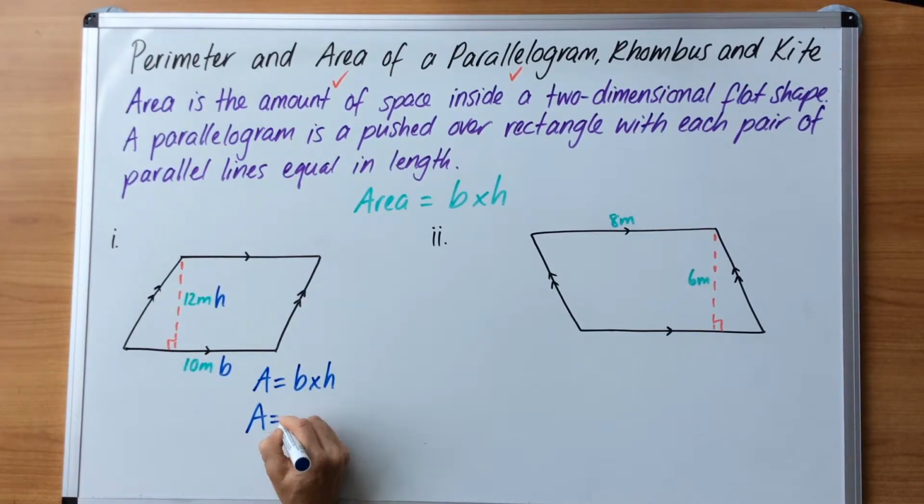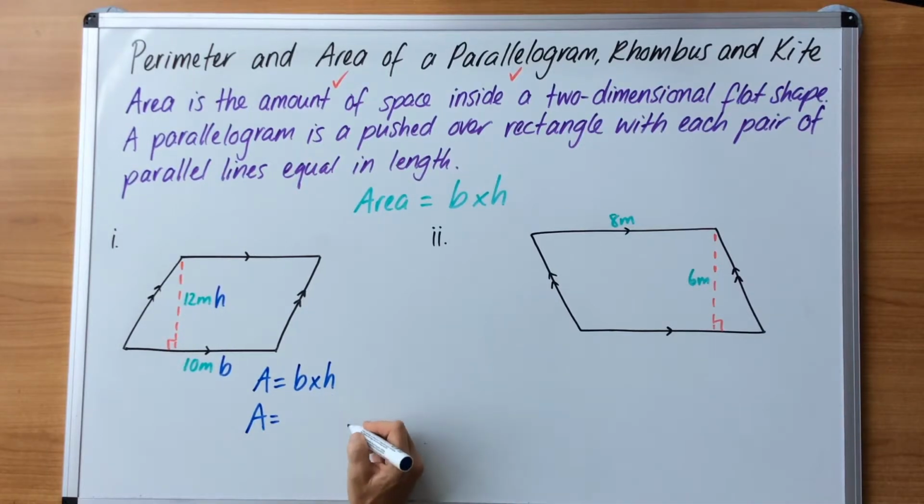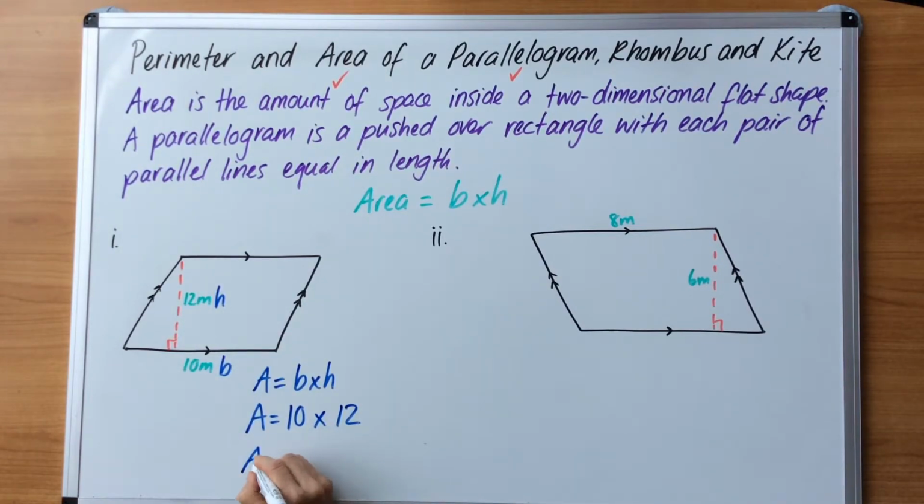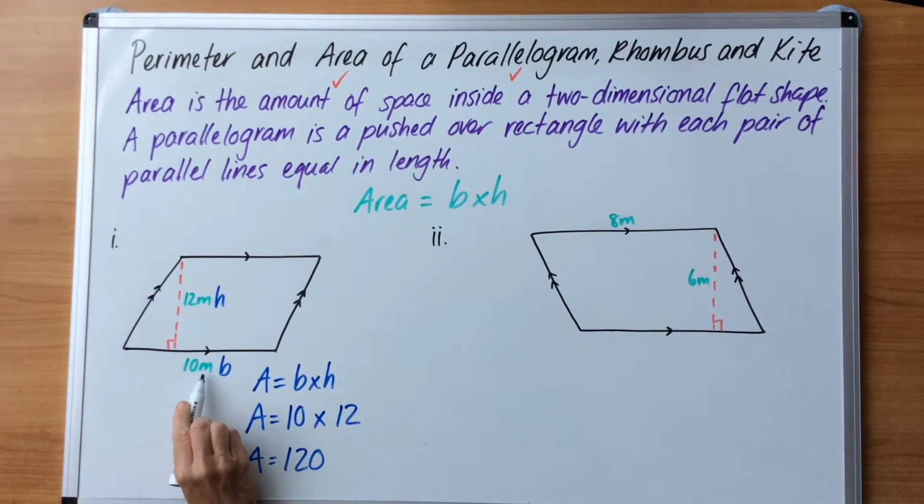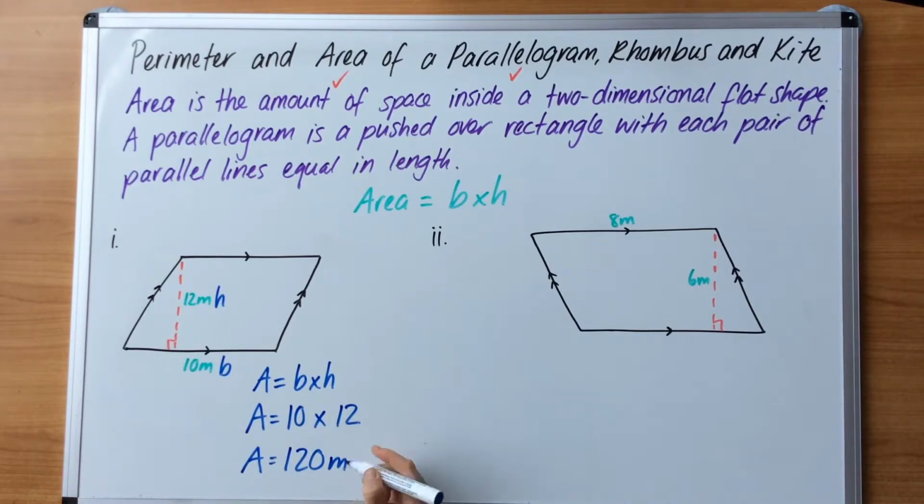We work down the page underneath, and we now substitute in our second line. So the base is 10 multiplied by the height of 12, and you punch that into your calculator or use your basic facts, and you will figure out that is 120. It is meters, and because it is area, it is squared.